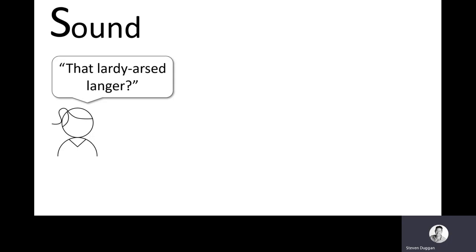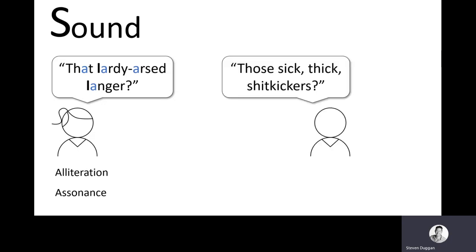Langer is a typical Limerick phrase. So if someone was talking about that lardy arse Langer, what you'd see straight away is this is a clear example of alliteration. The L's in lardy arse and Langer. But what you might not have noticed as well is that there's also assonance. Every one of the words there uses a long A, which really draws attention to the line and slows it down to make it more impactful. That lardy arse Langer.